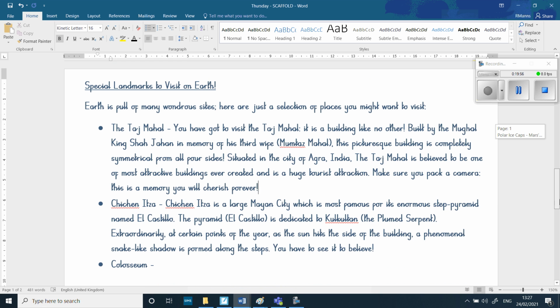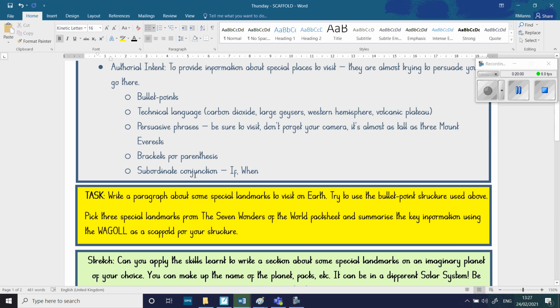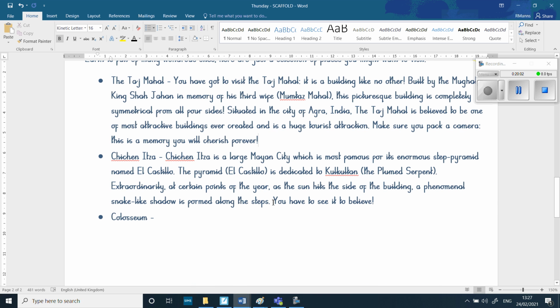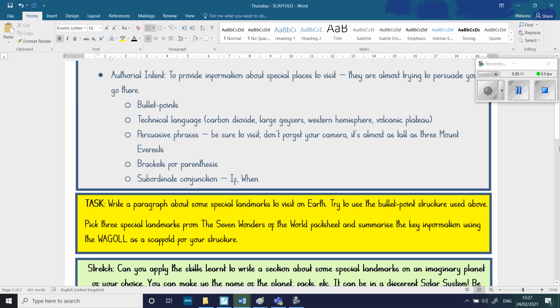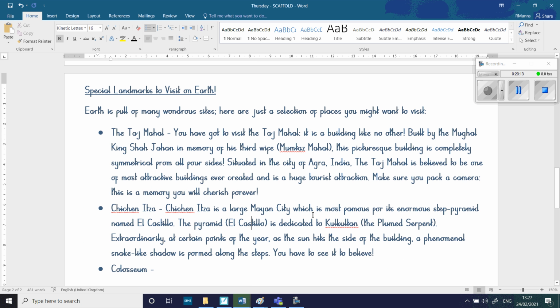Brackets for parenthesis. Definitely use brackets a few times to add extra information. And I did use some subordinate conjunctions such as and which, and so on. What I would say is what I did beyond those keys to success there is a bit of a stretch, is to really try and be adventurous with your punctuation, but also precise with your punctuation. Try and use a colon like I did today, and see, well, not just to introduce the list of things, but see if you can use it to replace because.